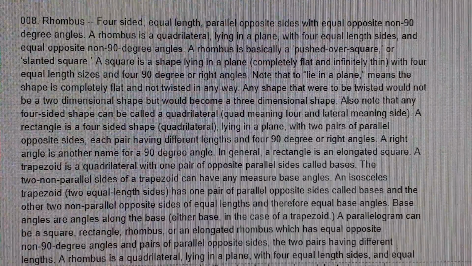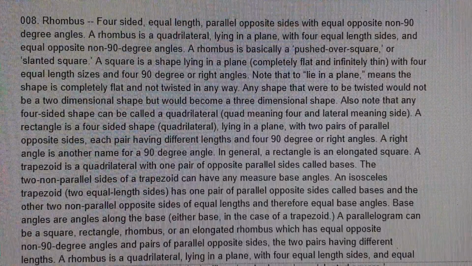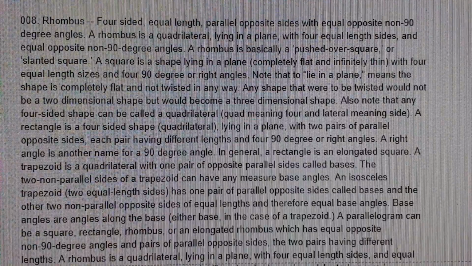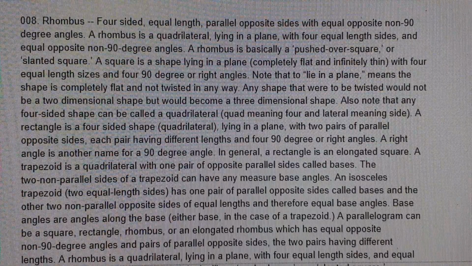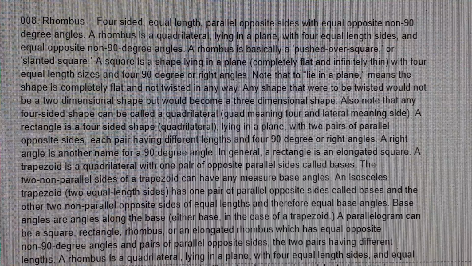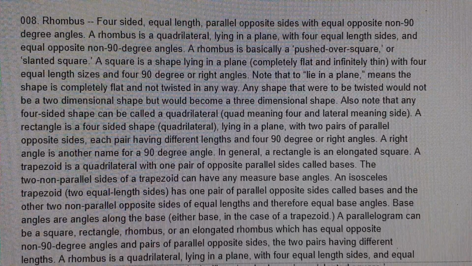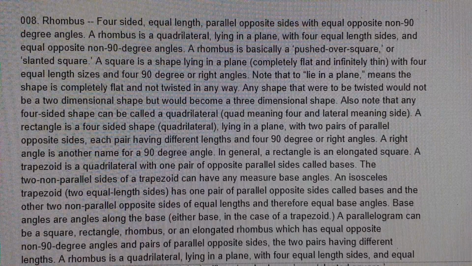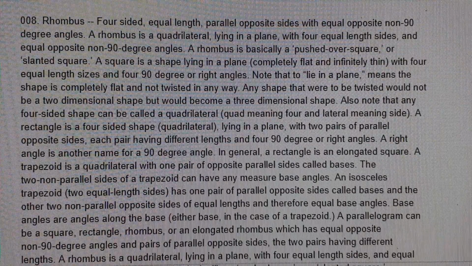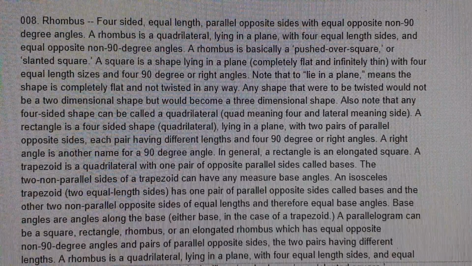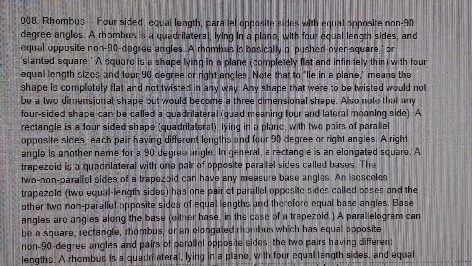Also note that any four-sided shape can be called a quadrilateral (quad meaning four, and lateral meaning side). A rectangle is a four-sided shape (quadrilateral) lying in a plane, with two pairs of parallel opposite sides, each pair having a different length, and four 90-degree or right angles. A right angle is another name for a 90-degree angle. In general, a rectangle is an elongated square.